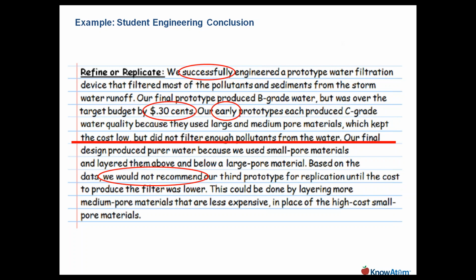Based on the data, and again, this is not something I really like, based on the data, it's not specific, we would not recommend, so there's the recommendation, that's good, our third prototype for replication until the cost to produce the filter was lower. And actually, how much lower? At least 30 cents lower, because we needed to be on budget, right? So you could see, I would send him back to fix a whole lot of things here. And this is a prime example of where ELA technical writing practices for science in the context of Common Core state standards really come alive.